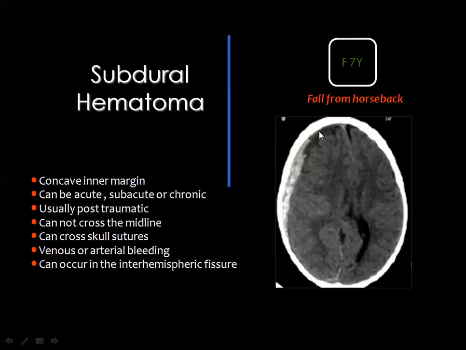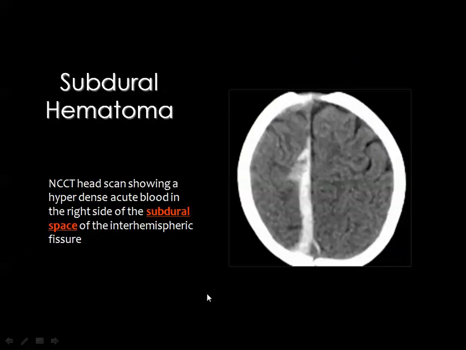And this is a subdural hemorrhage in a female child who has fallen from a horseback. The blood is related to the inner skull table on the right side. It has a concave inner margin, and you see the mass effect exerted on the ventricles.